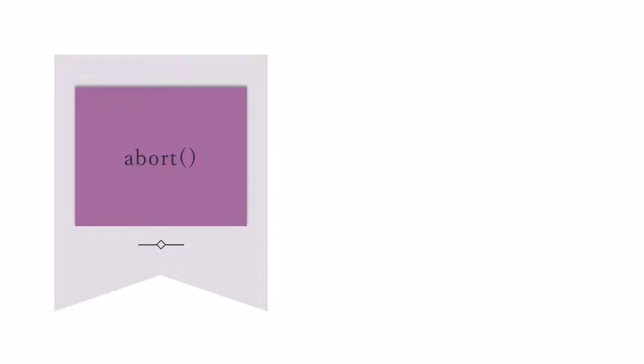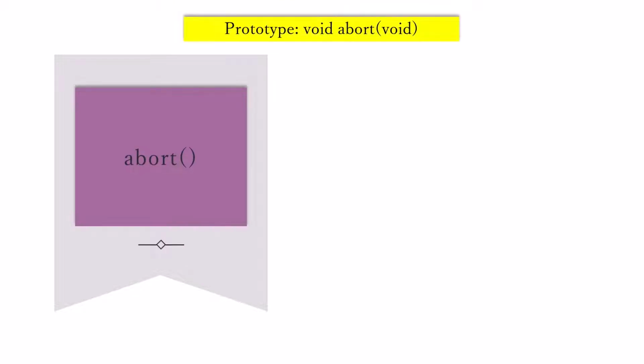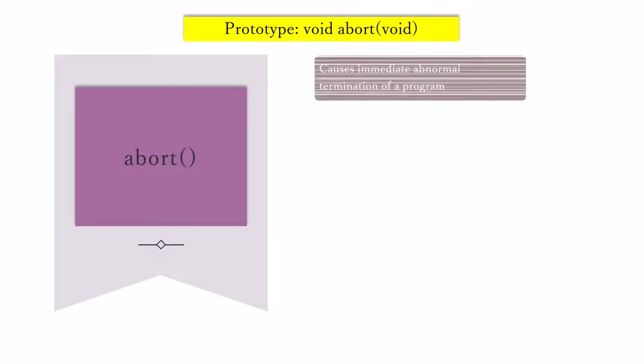Now coming to the first function, the abort function. You can see from the prototype that this function returns no value and takes no arguments. The function causes immediate abnormal termination of a program, the keywords being abnormal termination. And so this function is called when there are major internal inconsistencies, for example, a heap overflow. But having said that, we'll just use this function in our code to see how it works.